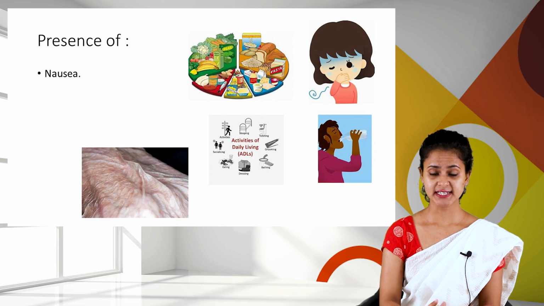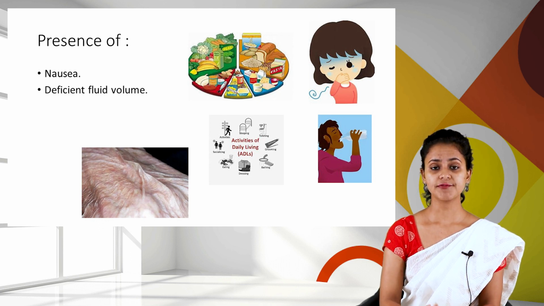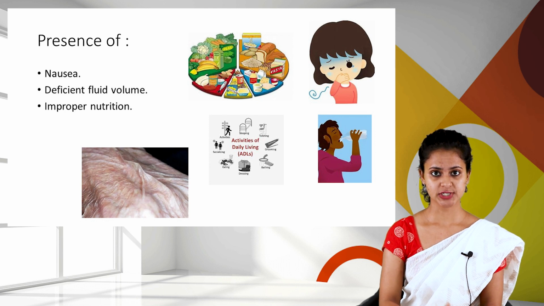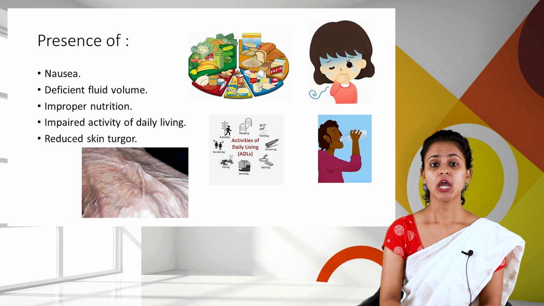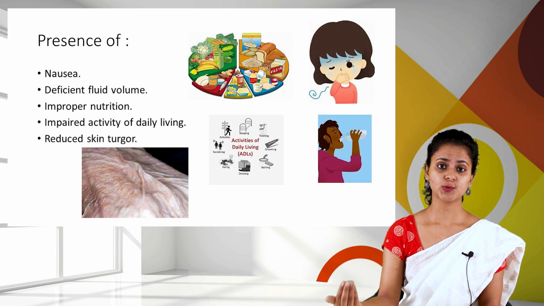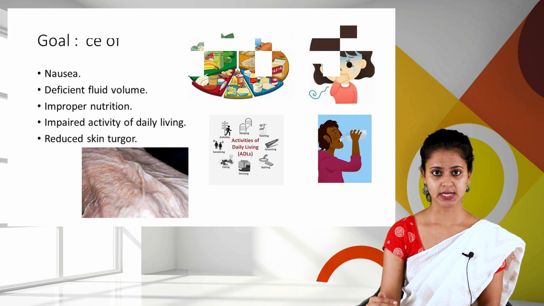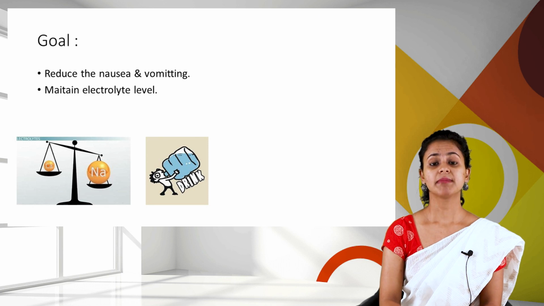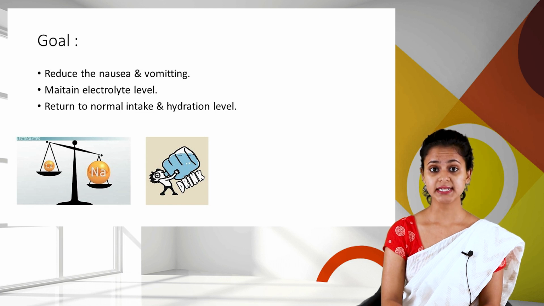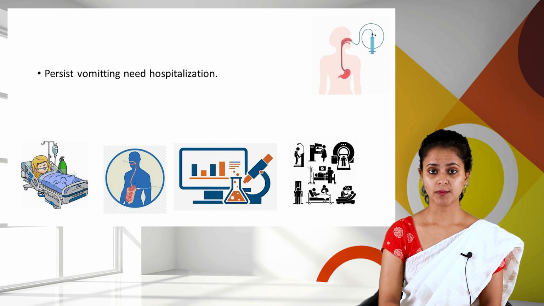The assessment should be done for the presence of nausea, deficient fluid volume, improper nutritional level for the client, and even the activity level of the client should be assessed here. The skin turgor should be measured while doing a physical examination to find out the level of dehydration. So the goal of nursing management for the client with vomiting often includes the reduction of nausea and vomiting, maintenance of the electrolyte level, as well as maintaining a normal intake and hydration level for the client.